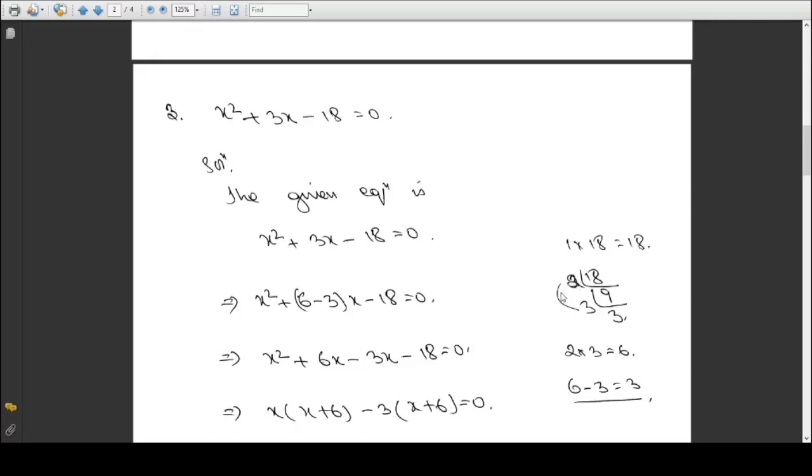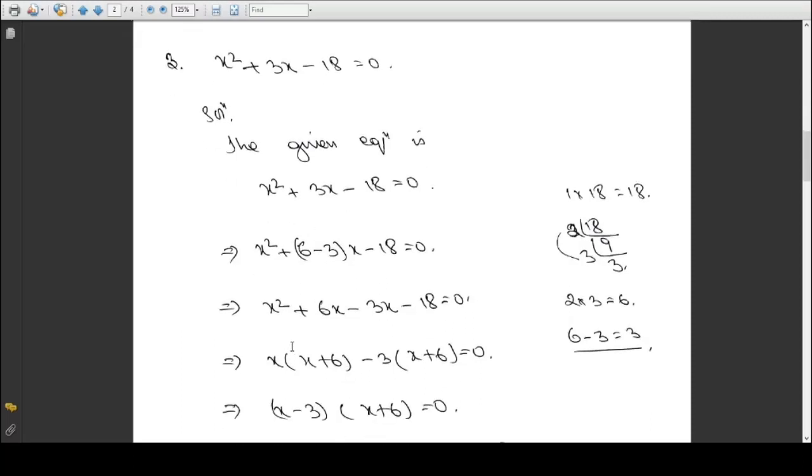If you group together 2 × 3, which is 6, with 3, now 6 minus 3 will give us 3, isn't it? That means instead of 3 we'll write 6 - 3, which gives us 3 itself. Therefore we'll not write 3, but we'll write 6 - 3 in the middle term. Now x² + 6x - 3x - 18 = 0. Instead of 3 here we are writing 6 - 3. What is 6 - 3? It is 3 itself. There's no change. We just split this 3 as 6 - 3.